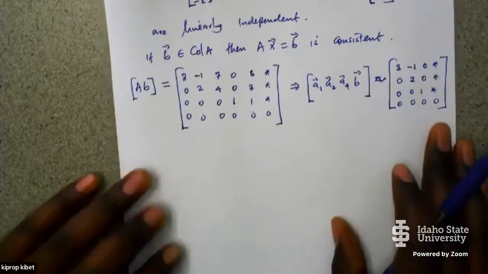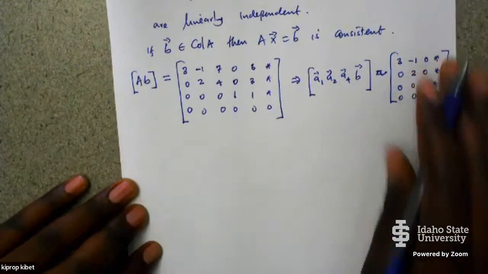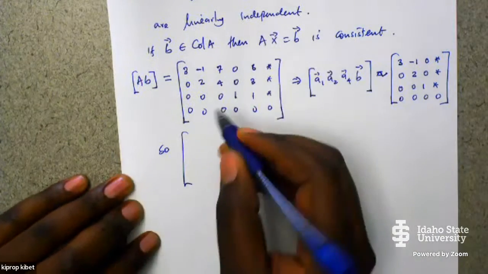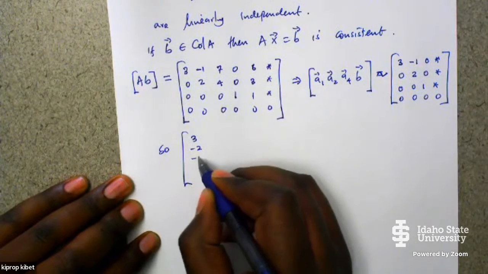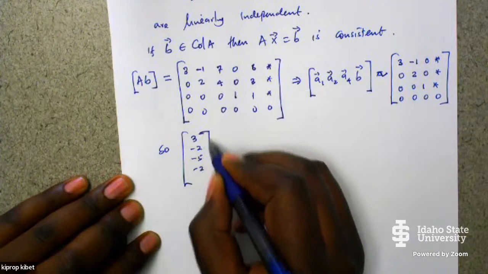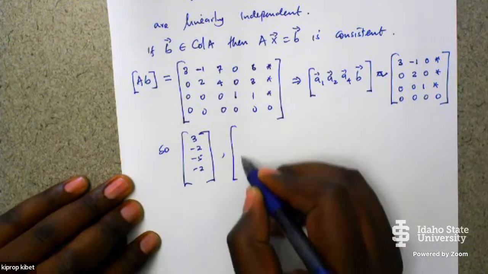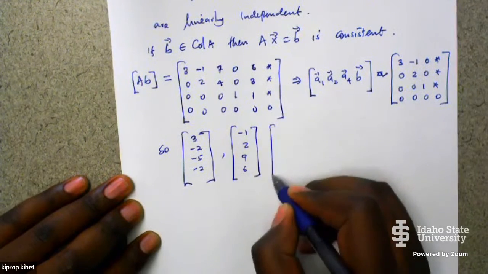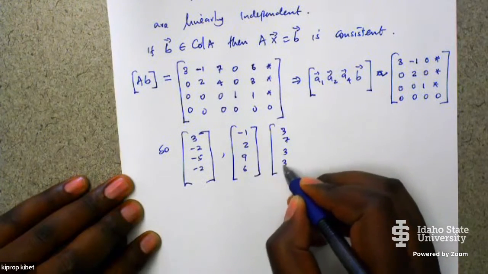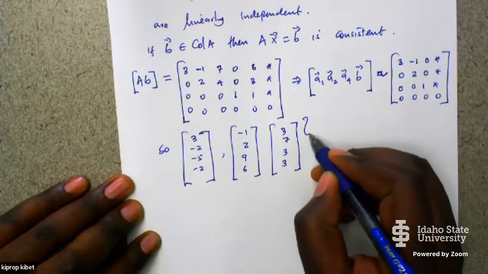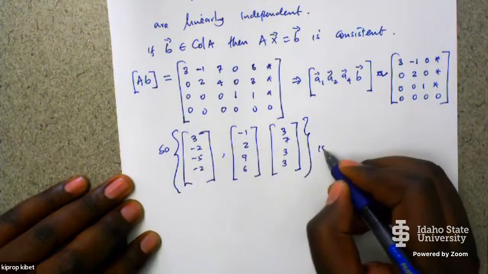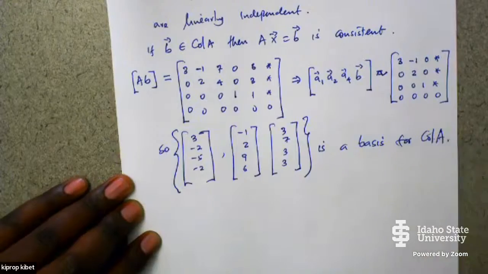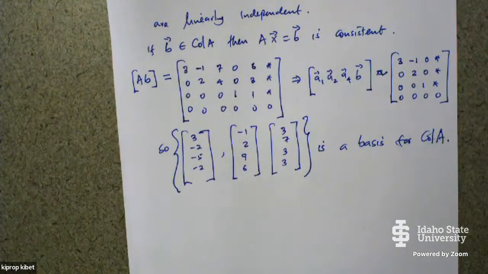So if it is linearly independent, then our vectors here, which are formed from that, which is now 3, -2, -5, -2, -1, 2, 9, and 6, which are for A2, and A4, which is 3, 7, 3, and 3, is a basis for the column space of A.